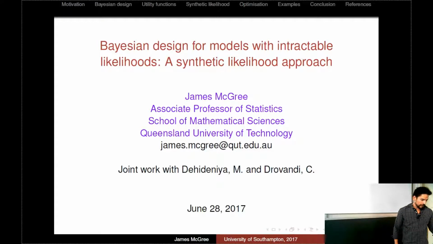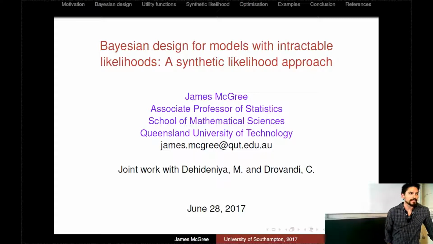Second half of today's meetings. So I'm going to be introducing James McGree. He's Associate Professor at QUT, which is in Australia, and he's going to be talking about Bayesian designs for models with intractable likelihoods. Take it away, James.